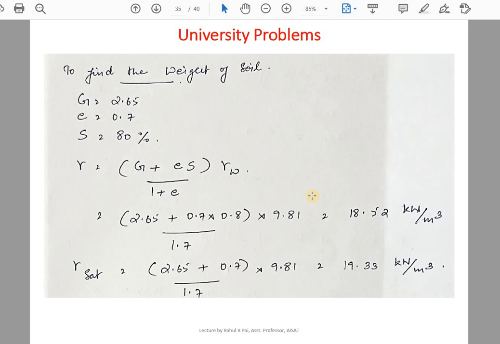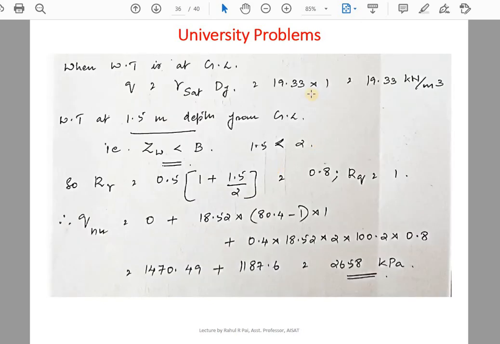You must be very careful about these things, because if you don't know this particular equation, then you won't be able to solve the entire problem. So you must have the concepts of the previous semester topics as well. Now moving on to the cases of water table.